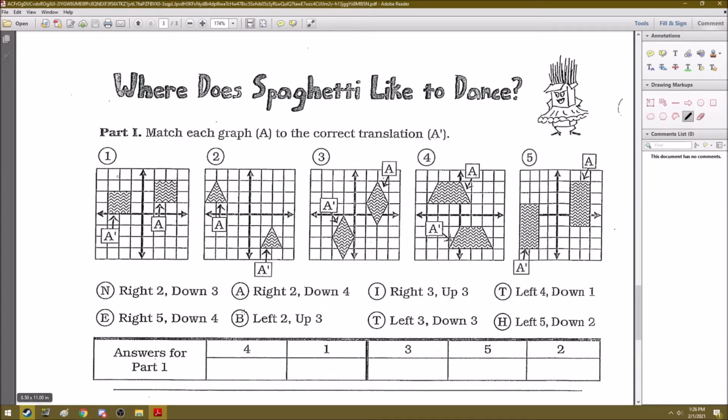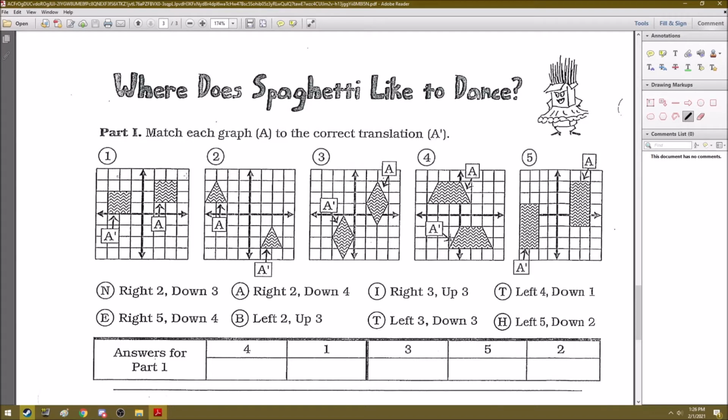Down here we have a list of different translations. 5 of them will match up, 1 for each of these graphs, and that will give us a number and letter combination we can write down here. So let's do number 1 first of all. Really important to note which one of these shapes are the original and which shape is the translated shape.